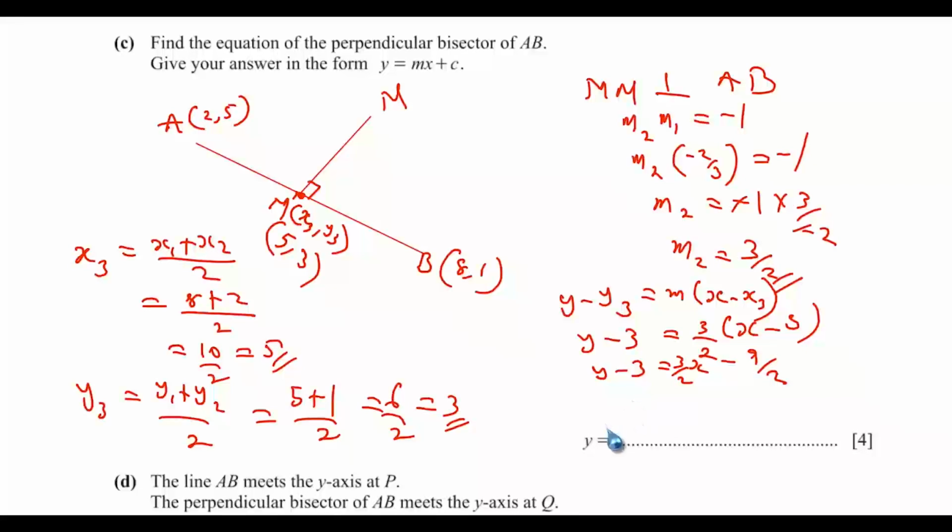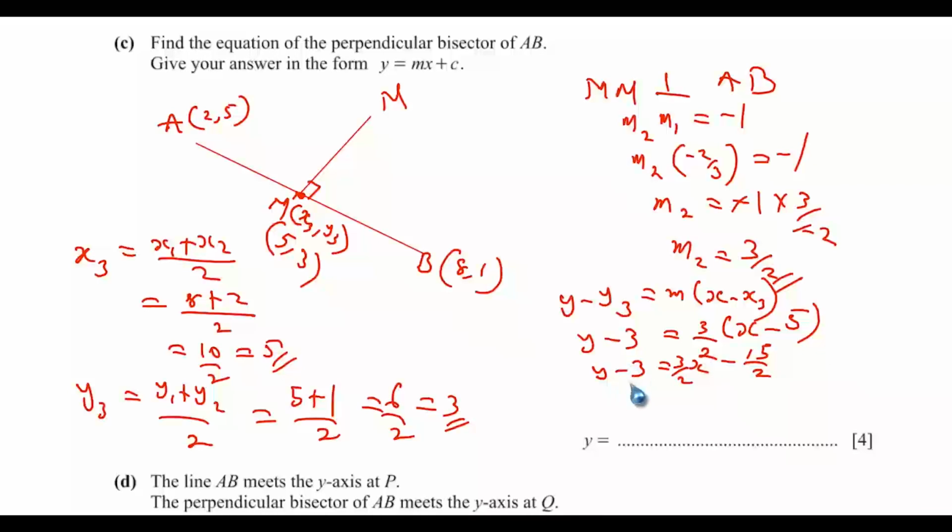Then if you do this, sorry, I think I made a mistake. Okay, sorry, this is an error. So this should be 5 here. So it will be 3 over 2 minus 3 times 5. So it should be 15 over 2.